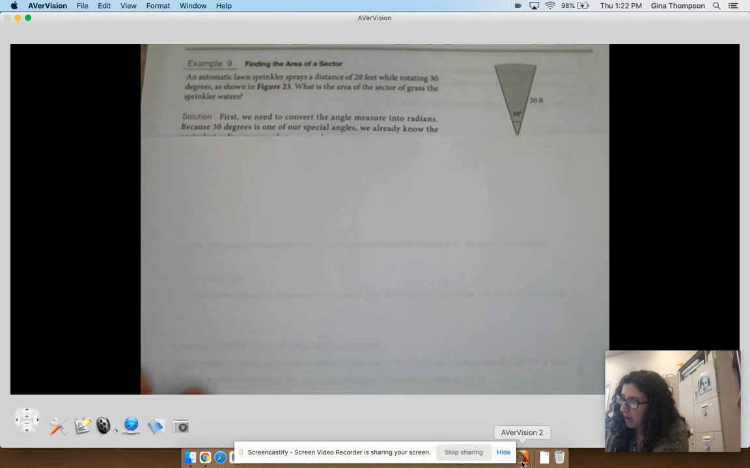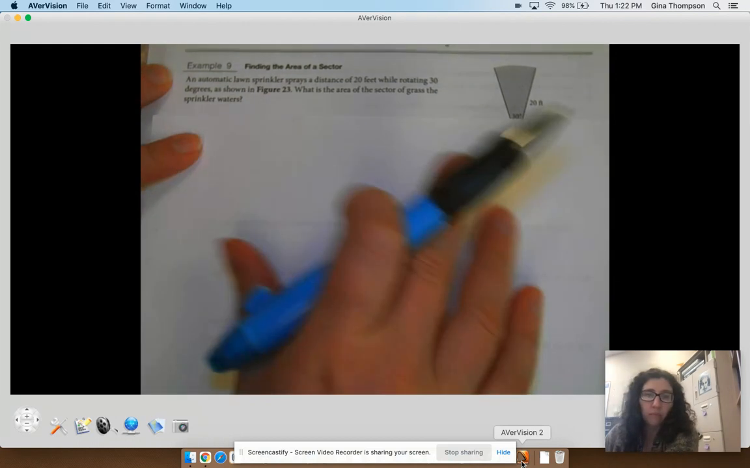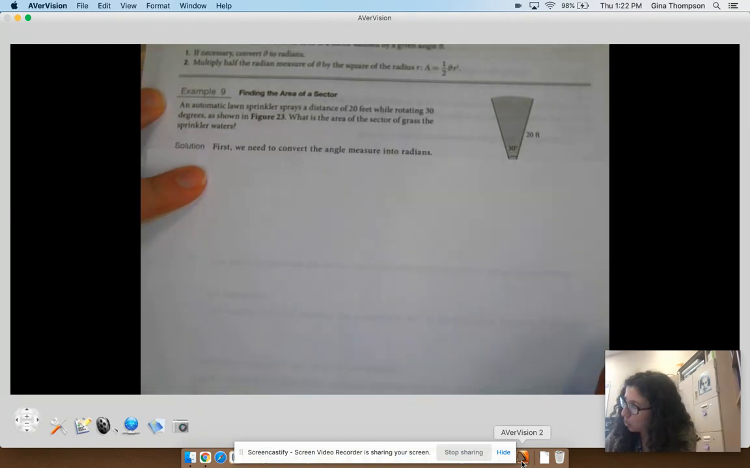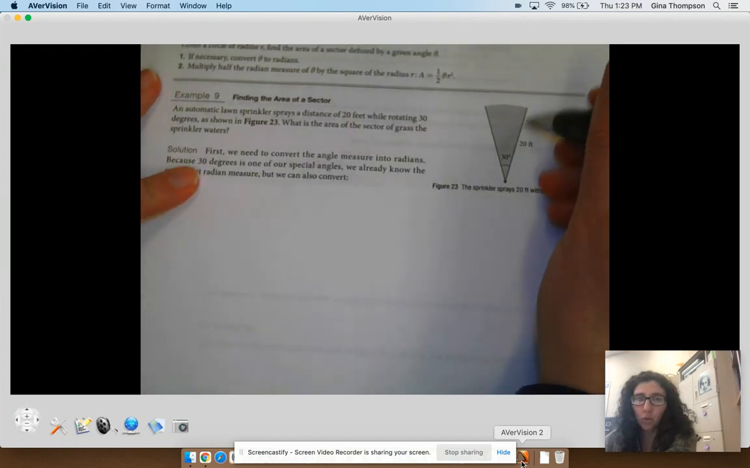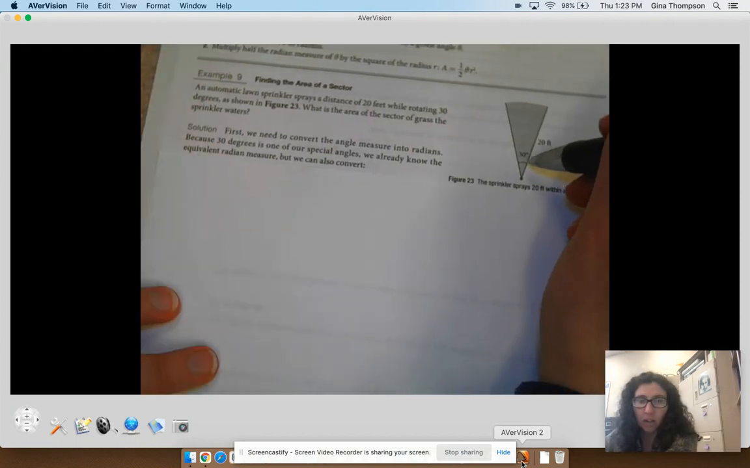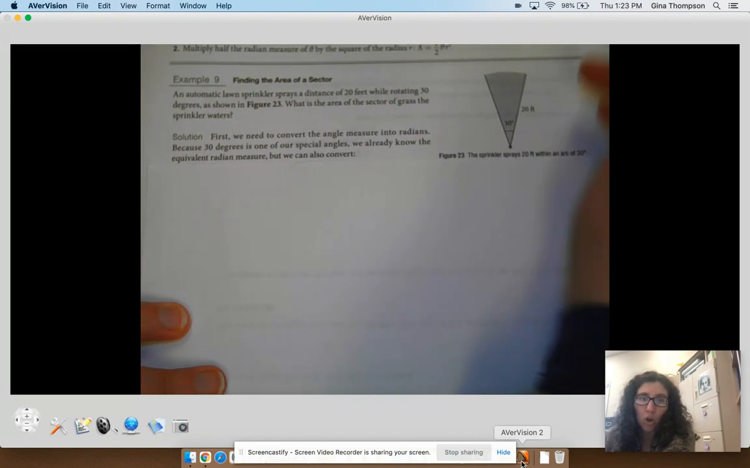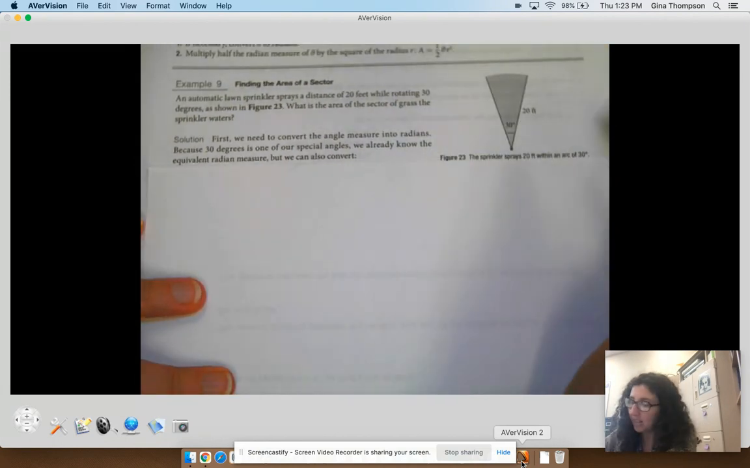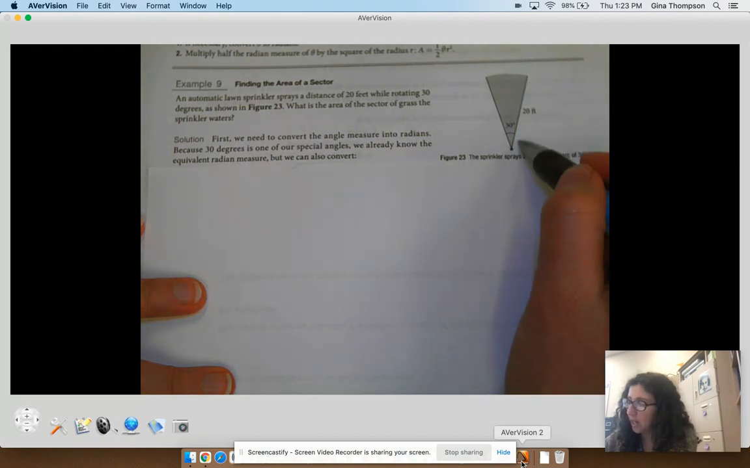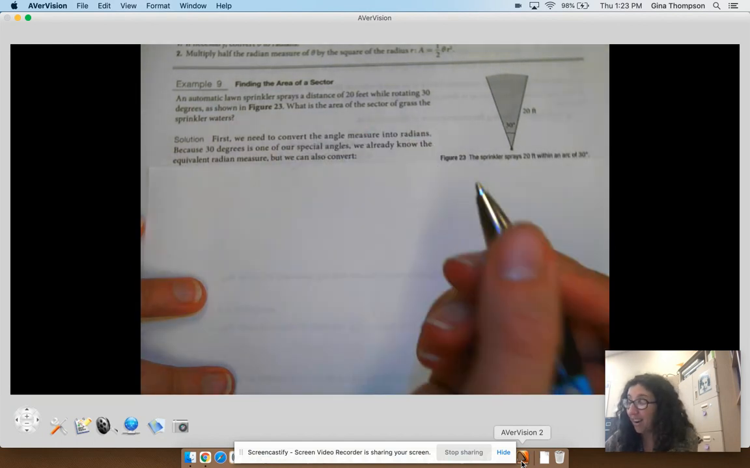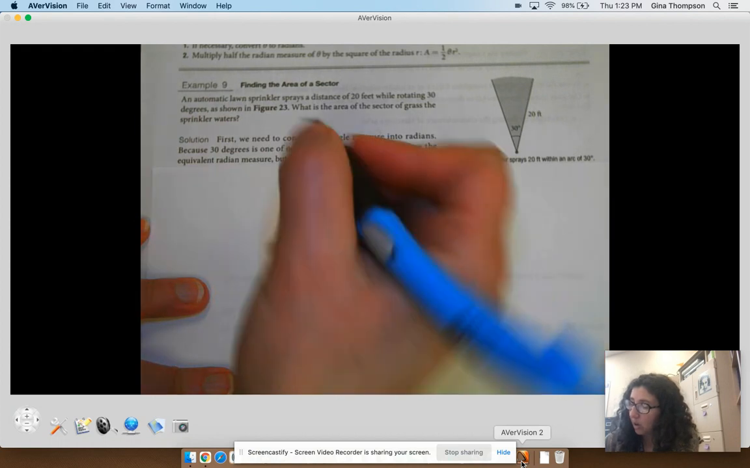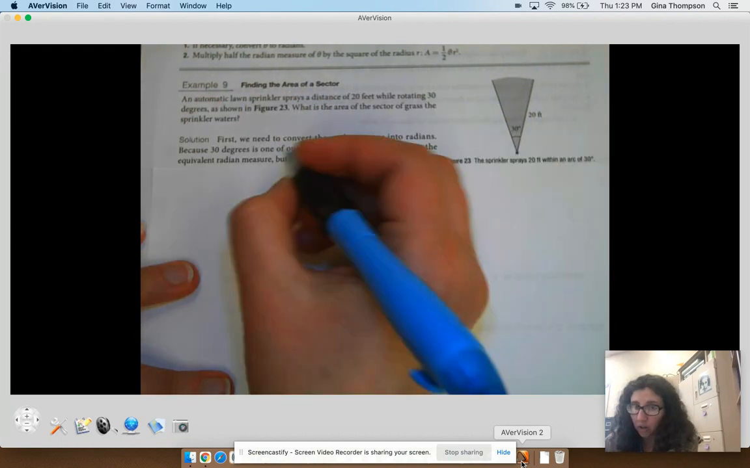We've got an automatic lawn sprinkler that sprays a distance of 20 feet while rotating 30 degrees. What is the area of the sector of grass the sprinkler waters? Okay, so radius is 20, angle is 30 degrees. All right, first let's do it the way that I think about it. Okay, I'm going to use a ratio.